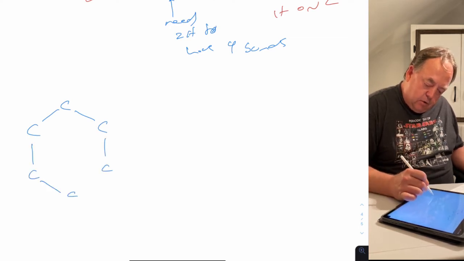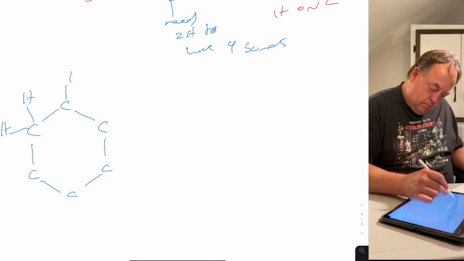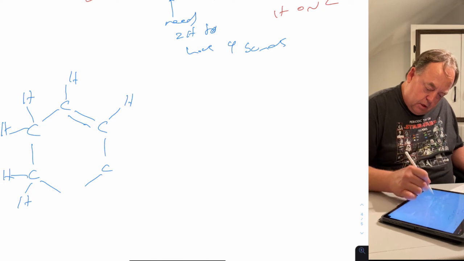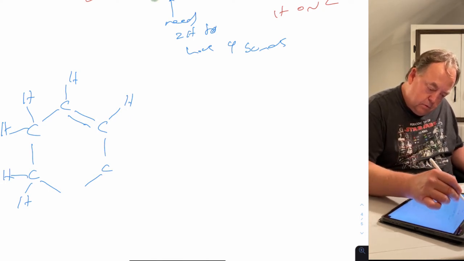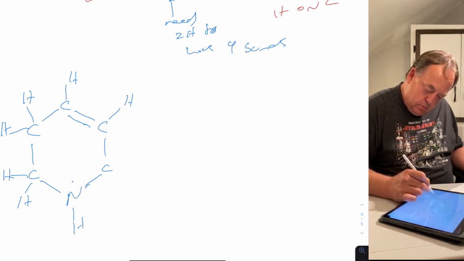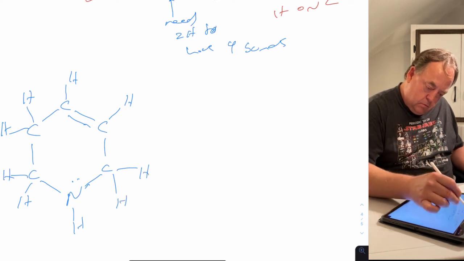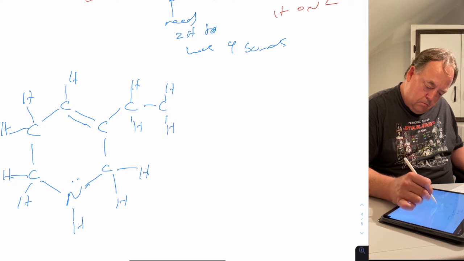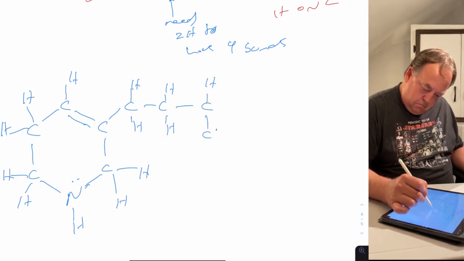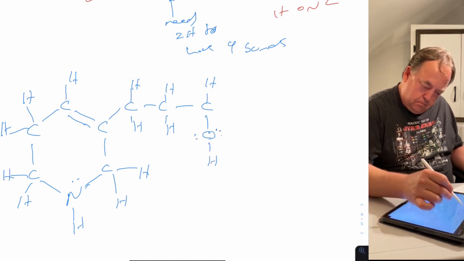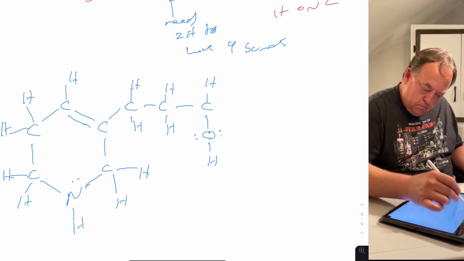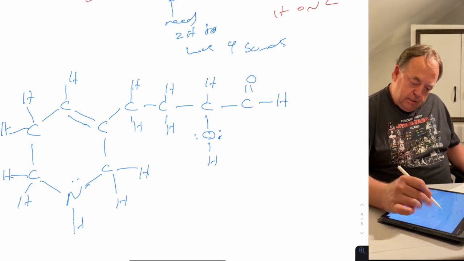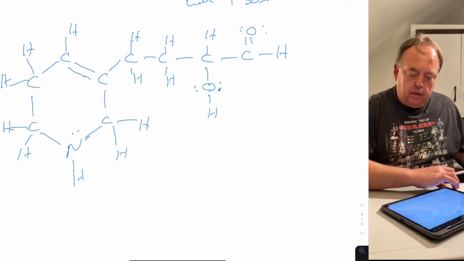So it's very common to have rings in organic chemistry. Let's make this an oxygen. Let's make that a nitrogen instead. Okay, so that's an expanded structural formula. So let's take that and write a condensed formula and a line formula.